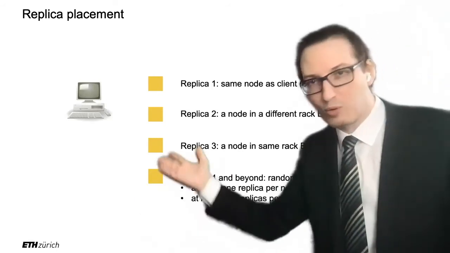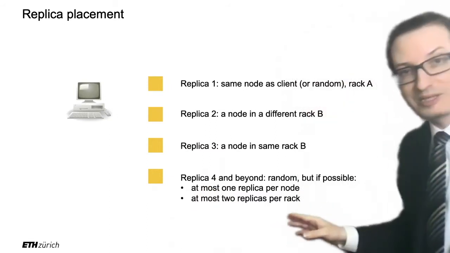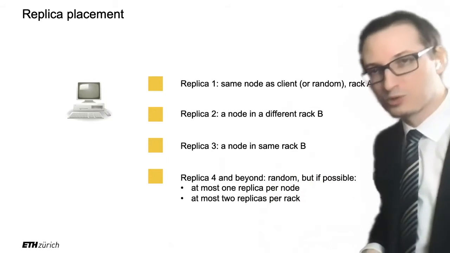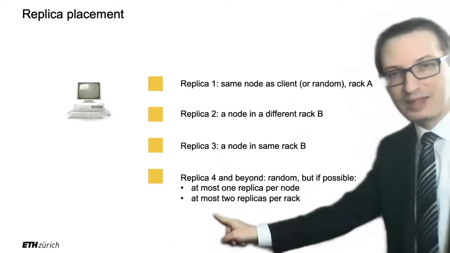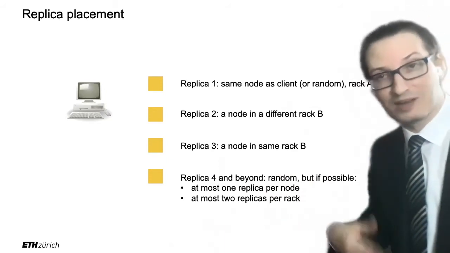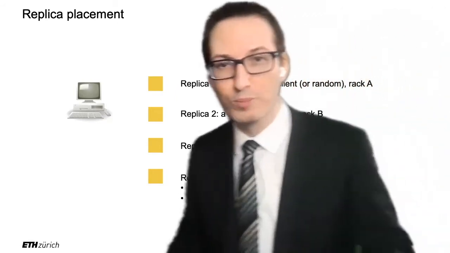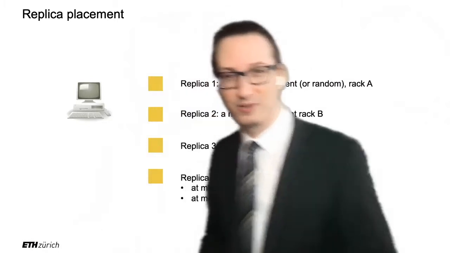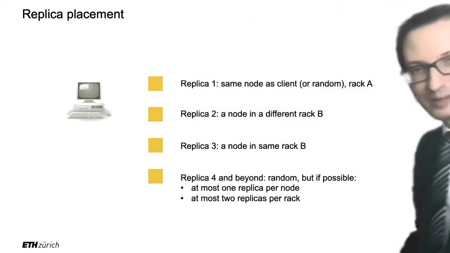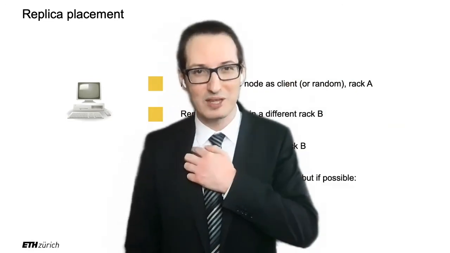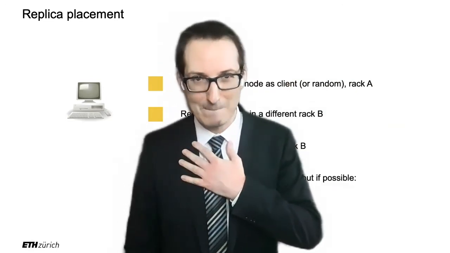If there are more replicas than 3, then the idea is to have at most 1 per node, because it's totally useless to store it twice on the same machine, and at most 2 replicas per rack, because having more than 2 in the same rack creates what in German is called a Klumpenrisiko. You have everything at the same location. I'm surprised that nobody asked a question here, because something must have disturbed you in what I just said.